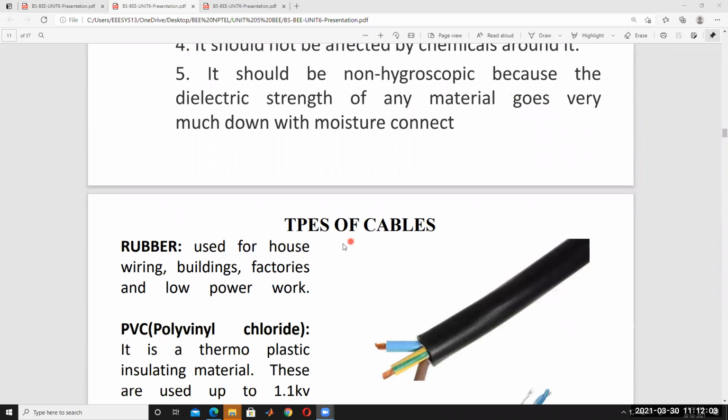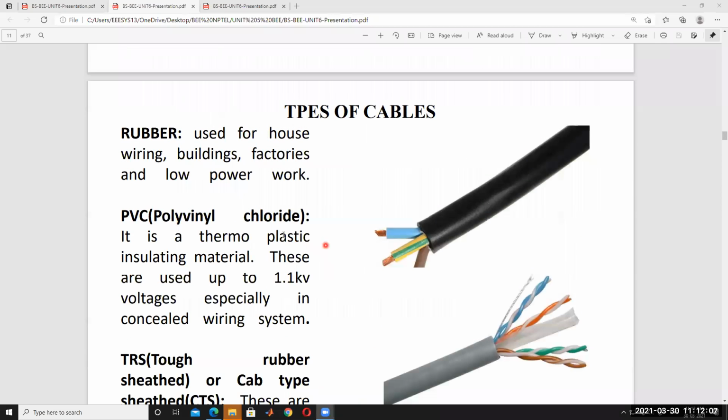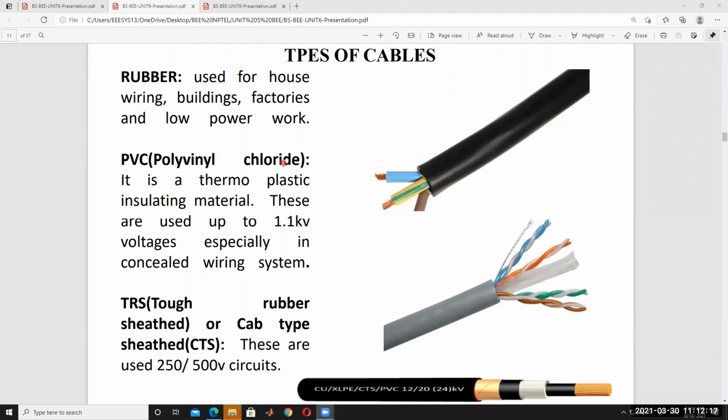The types of cables are rubber and PVC, polyvinyl chloride, used for house wiring, buildings, factories and low power work. Rubber is used like this. PVC is a thermoplastic insulating material used up to 1.1 kV, that is 1100 volts, especially in concealed wiring systems.